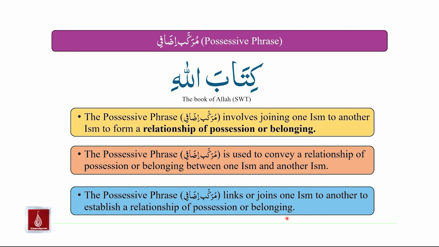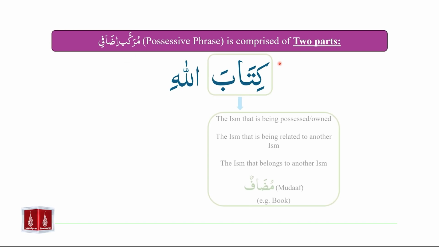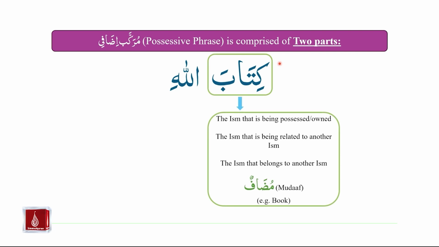Next, we will look at the different parts of the possessive phrase. Murakkab izafi or the possessive phrase is comprised of two parts. In the case of kitab Allahi, the first part is called mudaf. It is written as mudafun, but we can pronounce it mudaf. So what is mudaf?